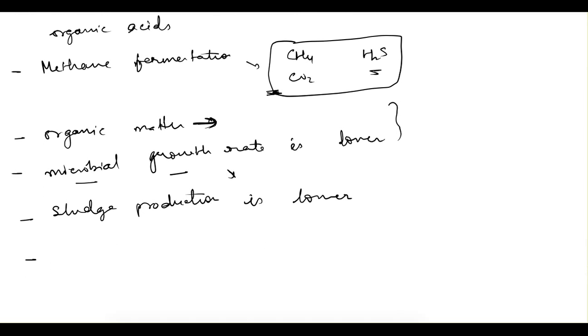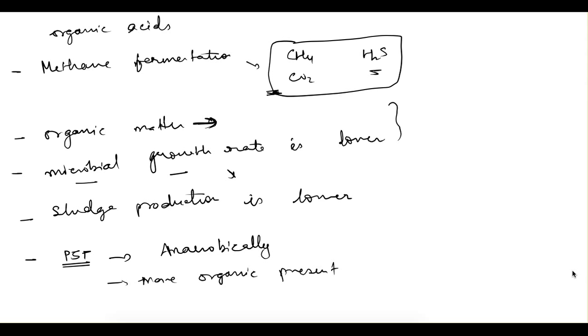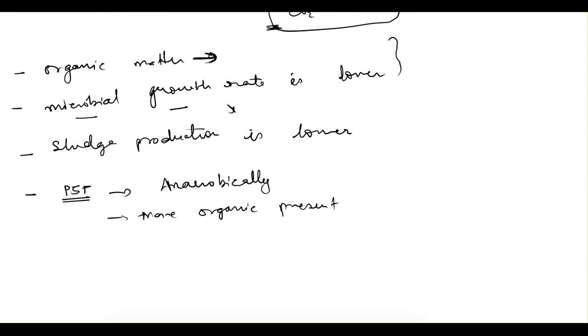That is the reason that the sludge we obtain from the primary sedimentation tank is digested anaerobically, because it has more organic matter. If more organic matter is present and we use the aerobic process, then it will produce much more biomass, and the sludge produced will be more. So for this sludge, the anaerobic process is preferred.